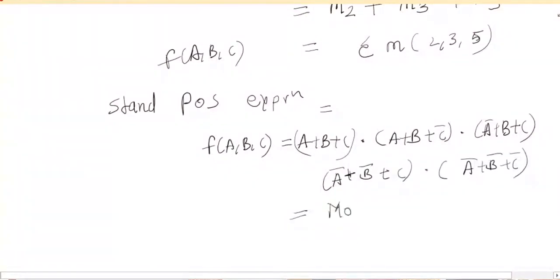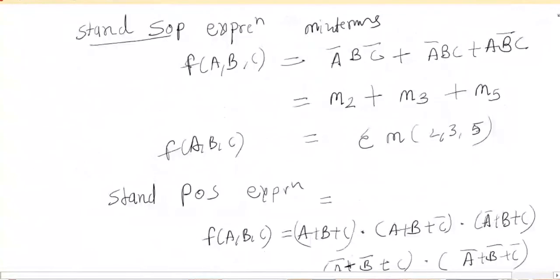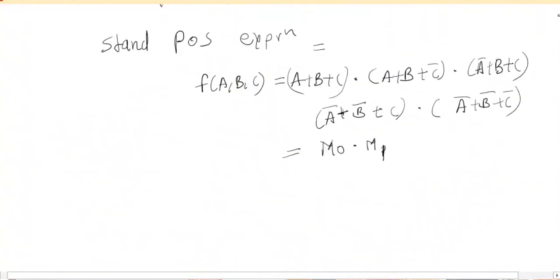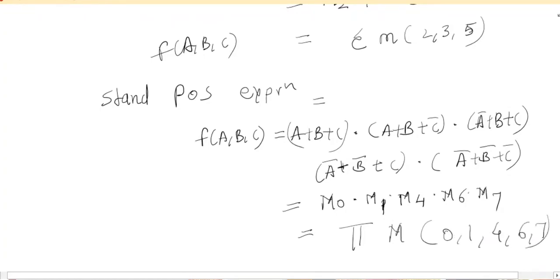Now find the M notations. This is M0. Now easily with the truth table you can identify M0, M1, M4, M6 and M7. Clear? The multiplication of all these terms is equal to the product of M 0, 1, 4, 6 and 7. Clear?